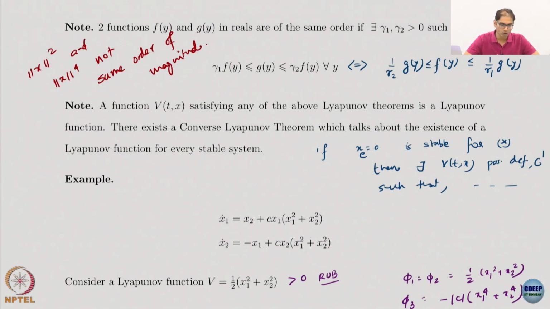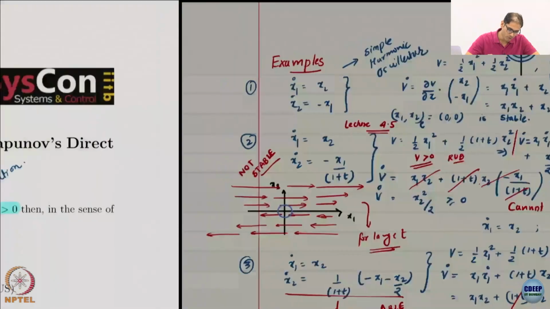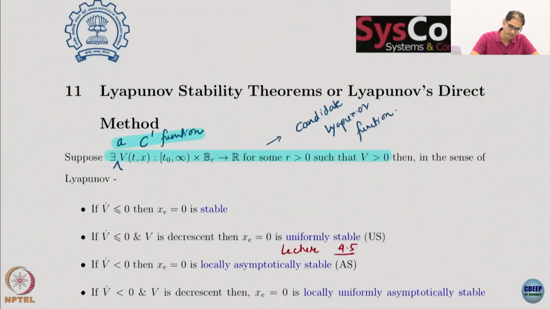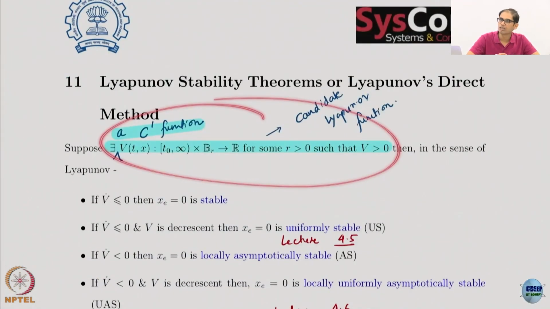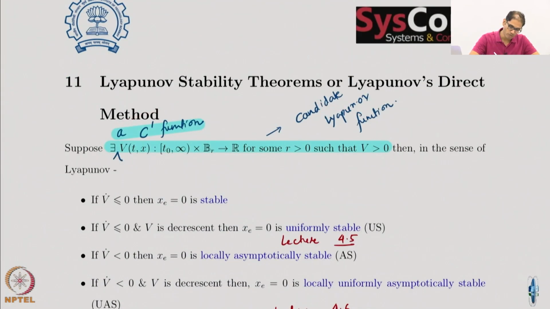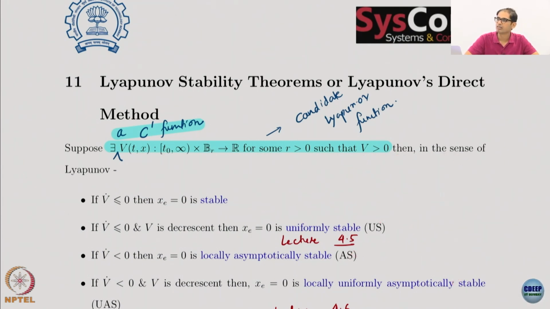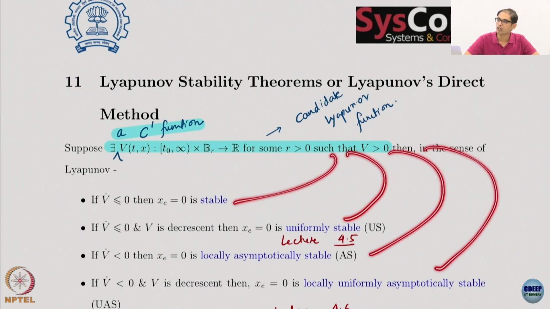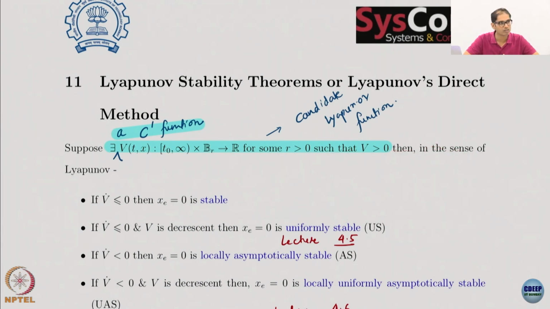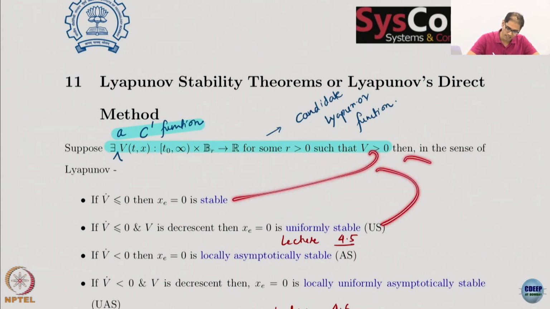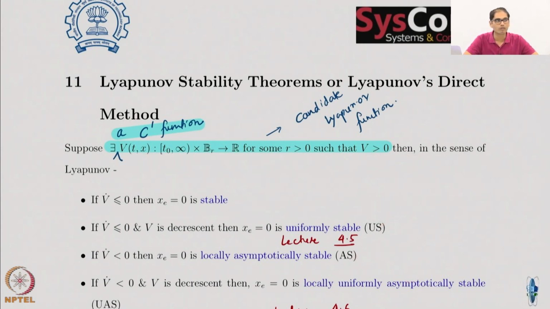Okay. So, remember in these Lyapunov theorems, I mentioned that this is a candidate Lyapunov function. Once this candidate Lyapunov function satisfies any one of these results, then it is called a Lyapunov function. So, this is a candidate; satisfying any of these, it becomes a Lyapunov function.